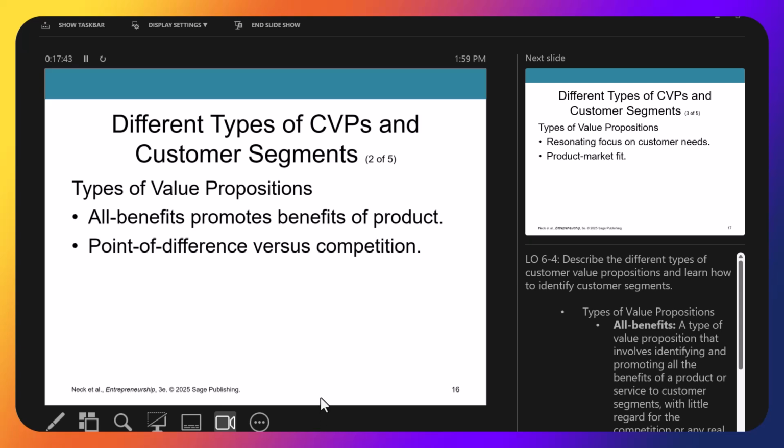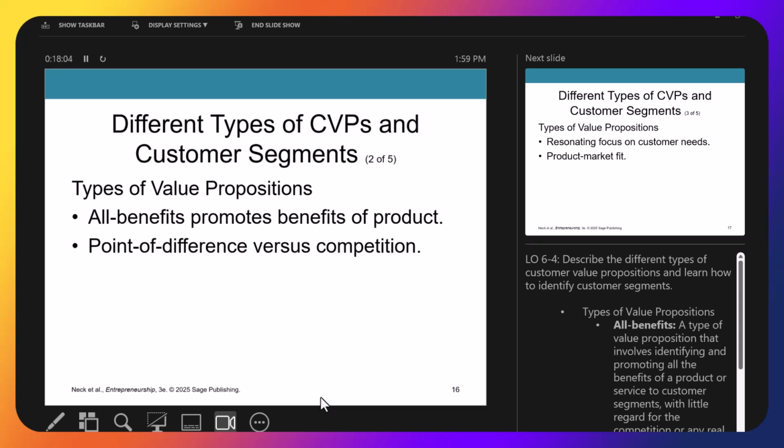Types of value propositions. All benefits: promotes the benefits of the product. This is basically saying, I have a product and I'm going to put it out here, everything I've got, 10 different products, and I'm just going to blitz and see what happens. Doesn't sound good, does it? And it's not a good strategy.